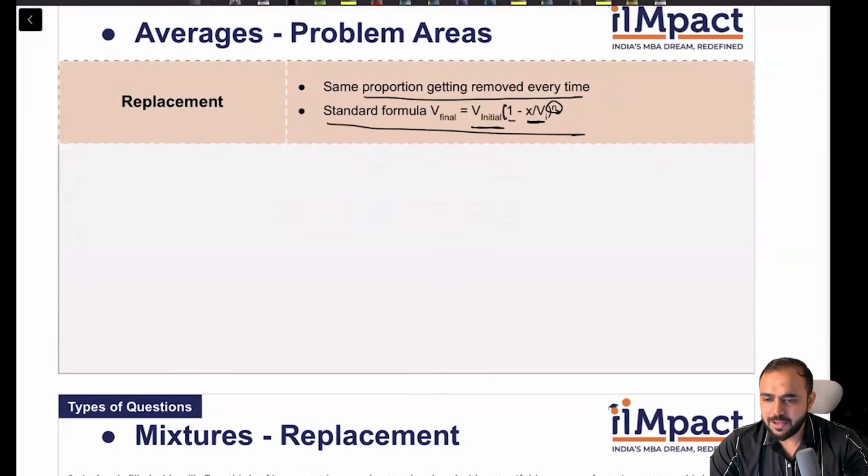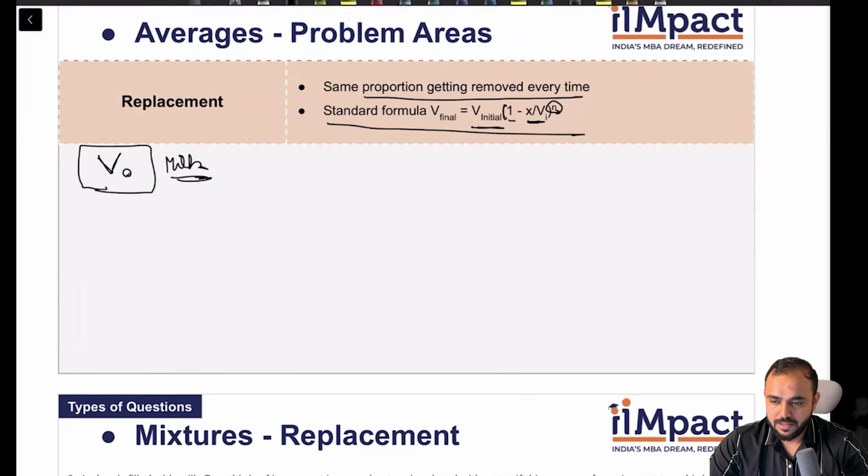So a short table, which again I have asked you guys to make many times, but if you have not, so let us see it here. Let's say that the initial volume is V naught. X amount is replaced, and this V naught is completely your milk. Let's say it is milk. Now, out of this, X is removed and replaced with water.